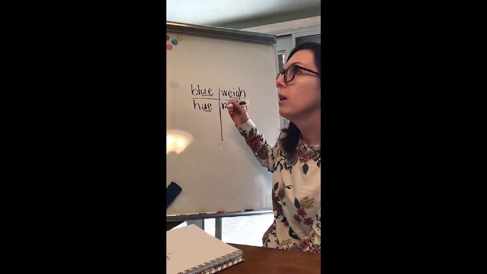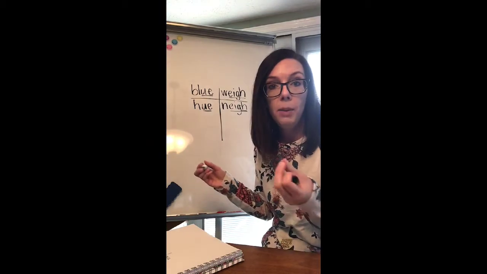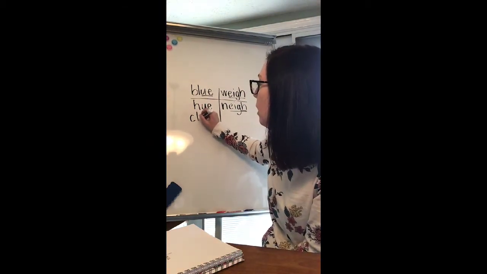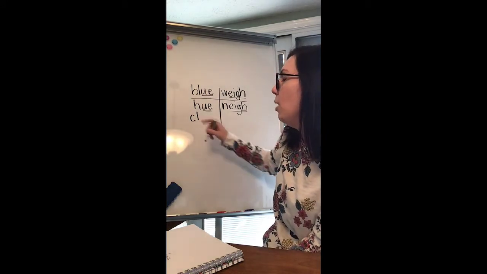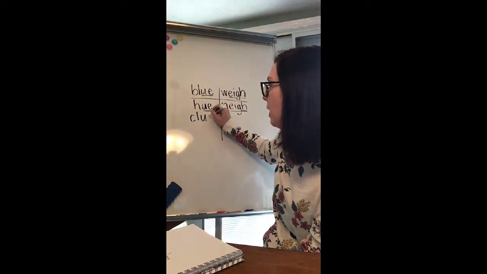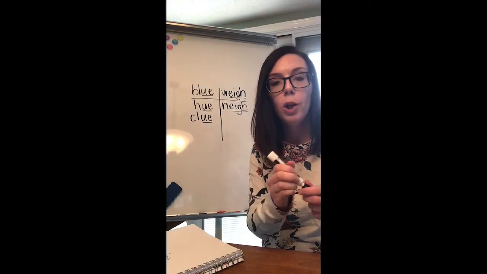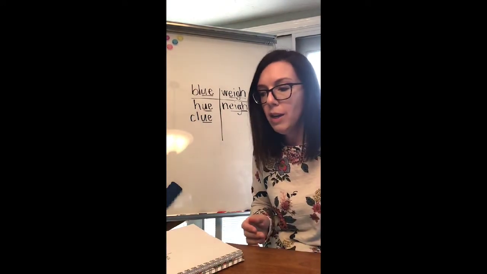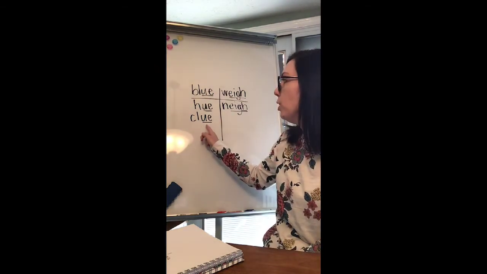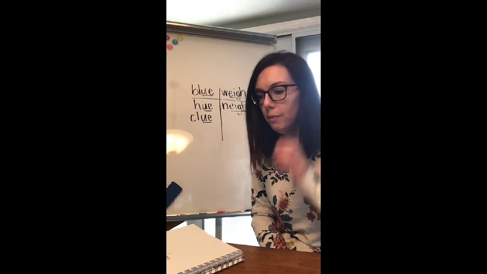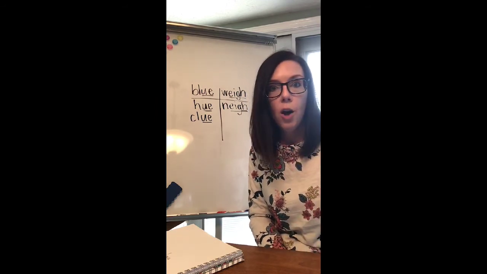Let's see. Ooh, I hear a blend at the beginning of that word. I hear that C-L blend. And then I hear my hunk and chunk. Clue. Very good. So once you write the word clue, make sure that you underline that U-E hunk and chunk, okay? All right, let's go to a new word.